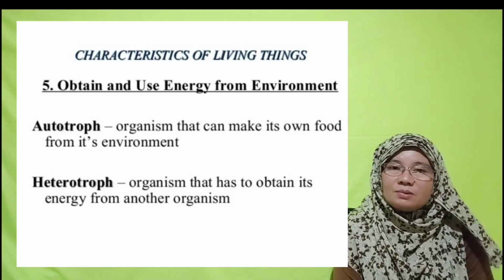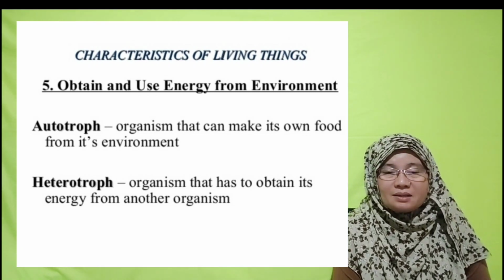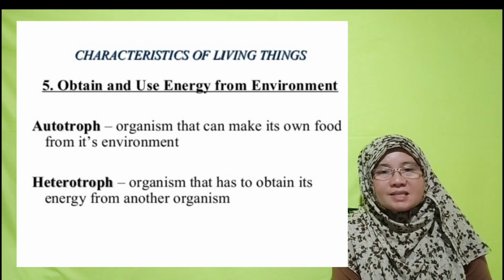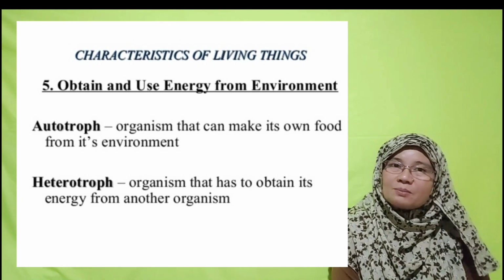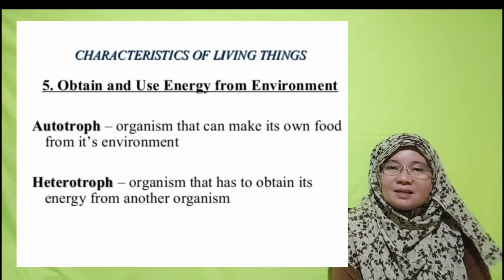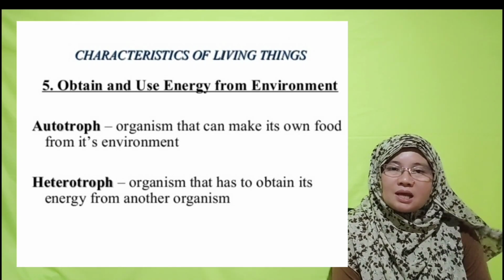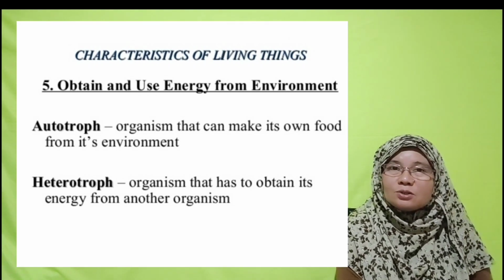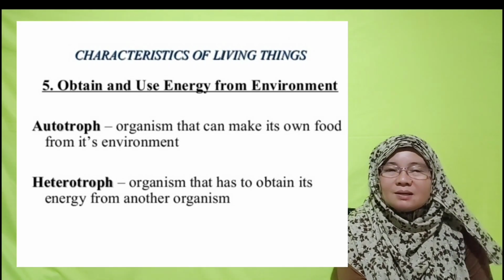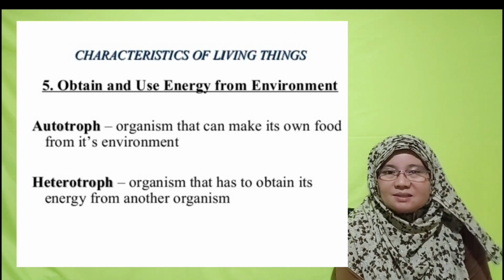Another characteristic of living things is that they obtain and use energy from the environment. Autotrophs are organisms that can make their own food from their environment. Examples of these are plants. And heterotrophs are organisms that have to obtain their energy from other organisms. Examples of heterotrophs are human beings. We get food from plants as well as animals.